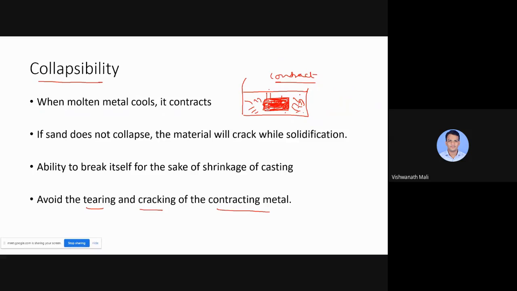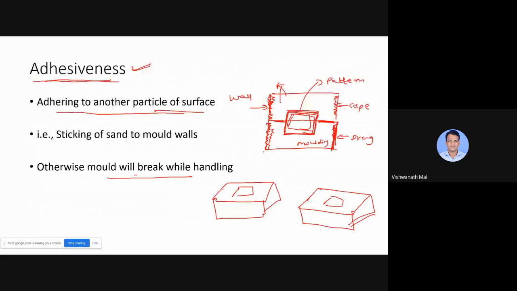Then collapsibility. Collapsibility is when our molten metal starts to solidify, our molding sand should not restrict the contraction of our solidifying material. Okay, so it should be collapsible. It should crack so that it cannot restrict the solidifying metal. Right. So that is called collapsibility. Then adhesiveness. What is adhesiveness? Adhering to another particle or surface.